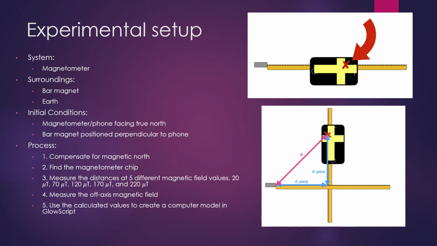Once we had all this set up, we started by compensating for magnetic north, which we then used to help us locate the magnetometer chip within my phone. Then we measured the distances at 5 different magnetic field values: one at 20 microteslas, one at 70, 120, 170, and lastly one at 220. After that, we also used the magnetometer app to measure the off-axis magnetic field, and using the values that we collected and put into our Excel spreadsheet, we calculated some extra values and used those to help us create a computer model in GlowScript.